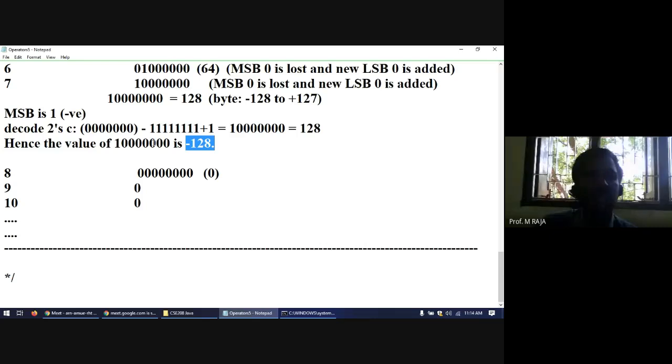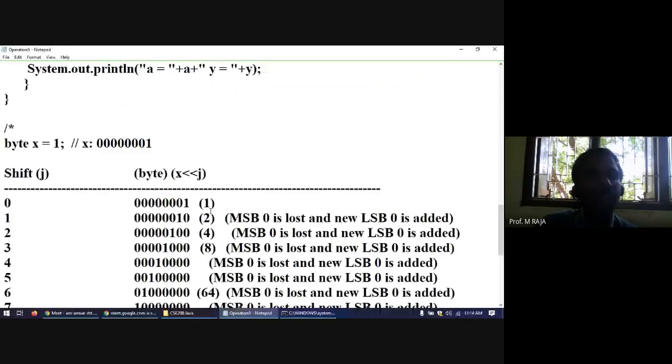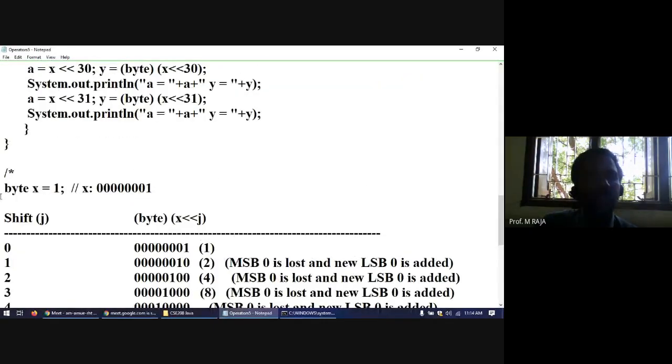Hereafter, you can perform any number of bitwise left shift operations on this byte variable. In all occurrences, the result of the left shift operation becomes 0. This is the case when you store the quantity 1 into a byte variable.